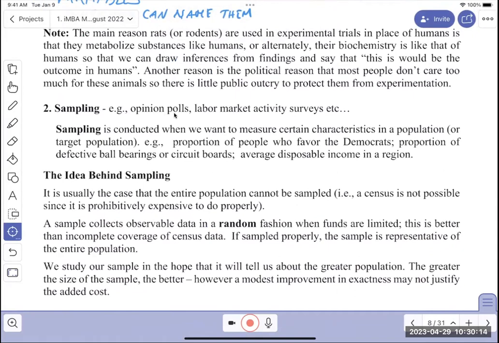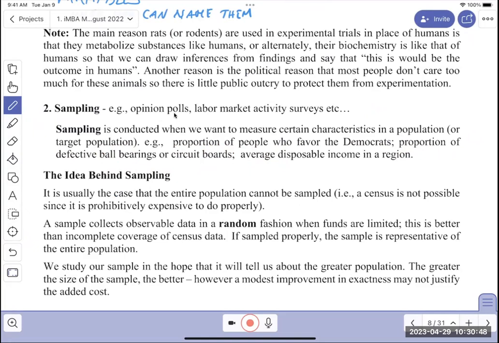Okay, for sampling, opinion polls, labor market surveys. Sampling is conducted when we want to measure certain characteristics in a population, or a target population. That's just the one of interest. Proportion of people who favor the Democrats, proportion of defective ball bearings. So these kinds of variables, these kinds of statistics. So proportion is a statistic, right? Proportion, average, these are statistics.